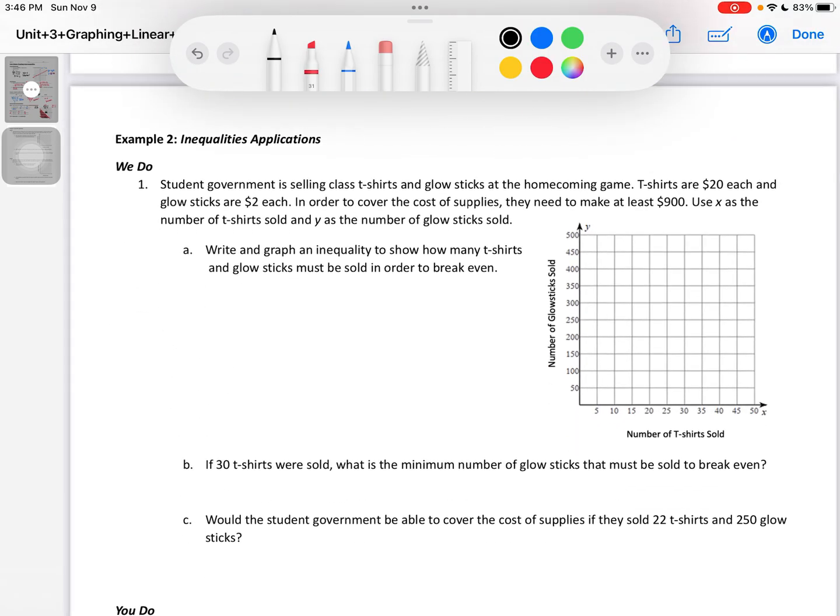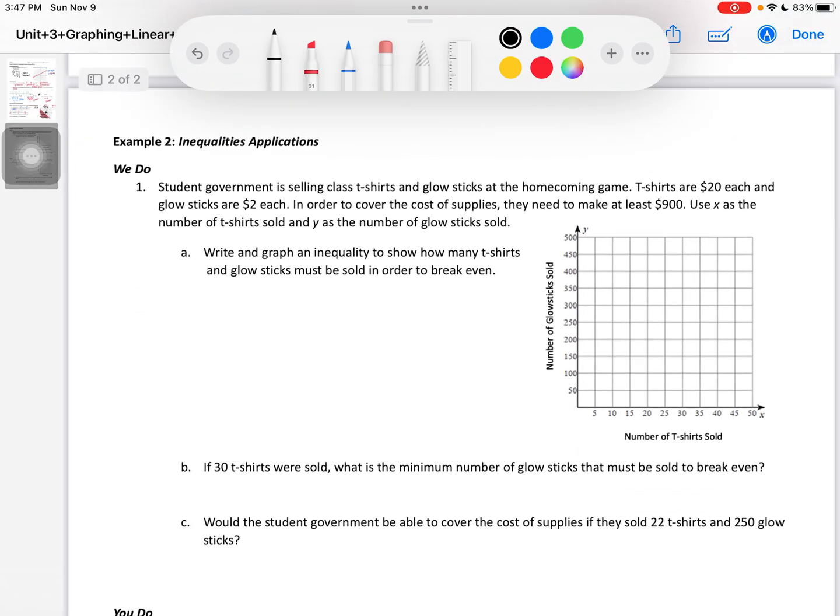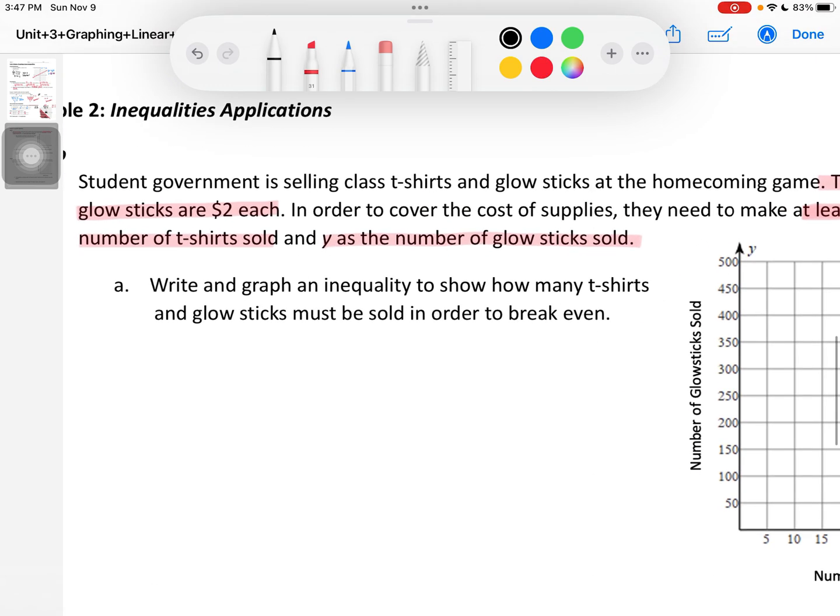Okay. All right, let's try another one. This is a bit of a word problem. Student government is selling class t-shirts and glow sticks at the homecoming game. T-shirts are $20 each. Glow sticks are $2 each. In order to cover the cost of supplies, we need to make at least $900. Use X as the number of t-shirts, Y is the number of glow sticks. We are going to write and graph an inequality to show how many t-shirts and glow sticks must be sold.